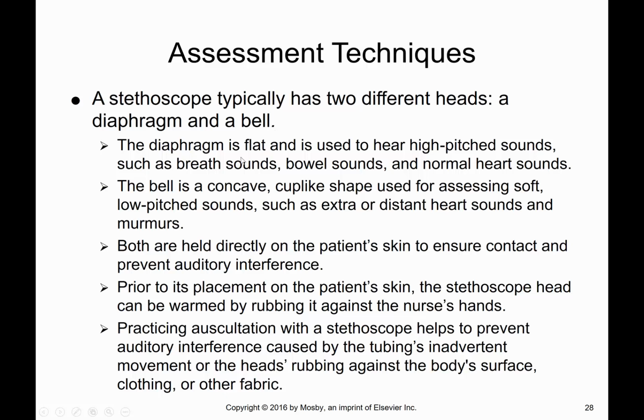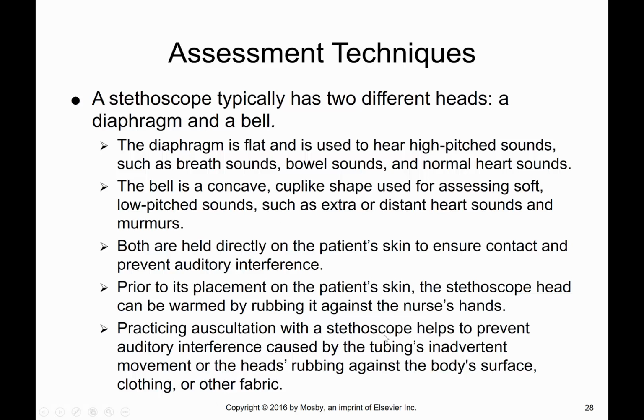So the diaphragm is the flat piece. That's the one where you listen for breath sounds, bowel sounds, and heart sounds. Okay. The bell part is that concave, smaller looking side. It's used for assessing low-pitched sounds like distant heart sounds or extra heart sounds or heart murmurs, things like that. And sometimes we use the bell to listen to babies' bowel sounds, because they can be pretty quiet normally.